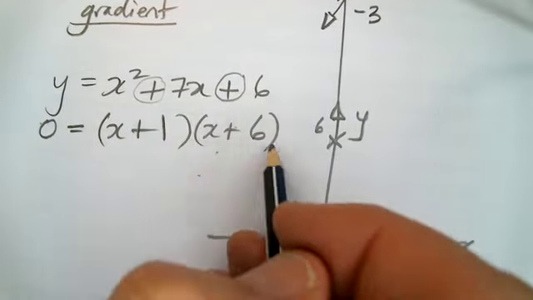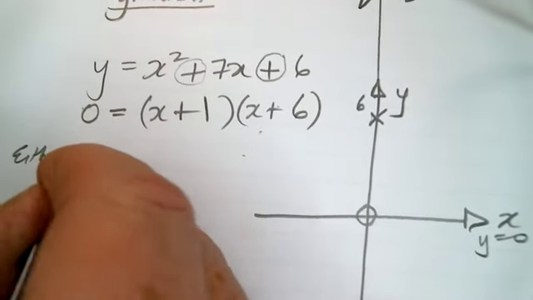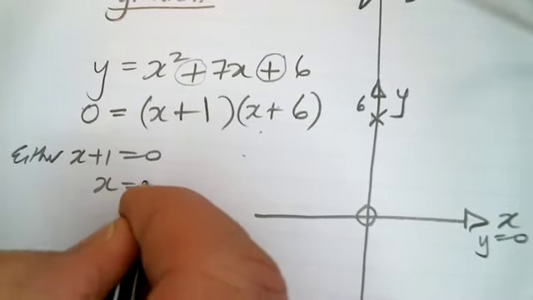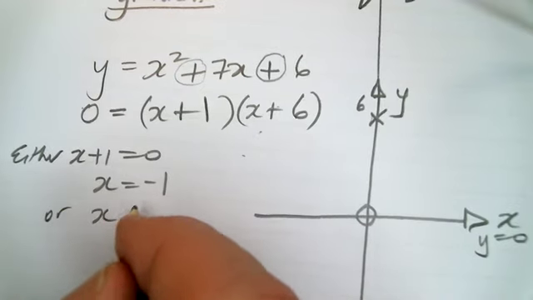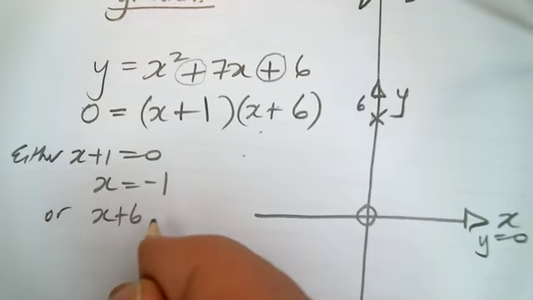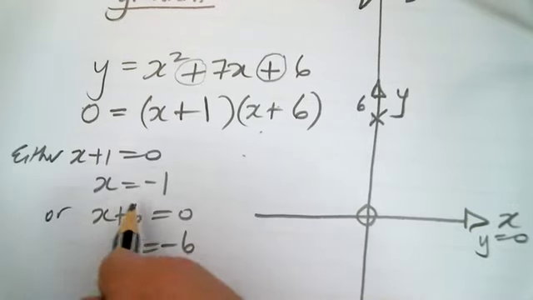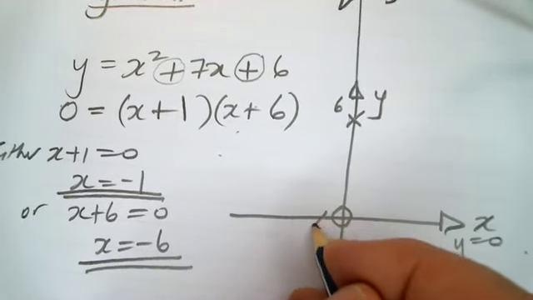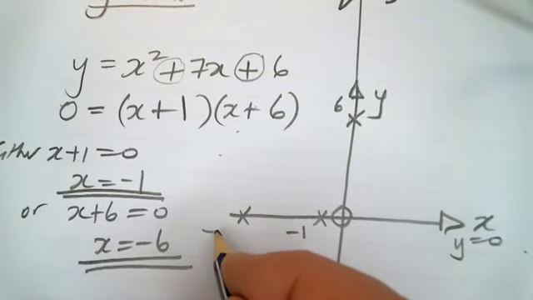So we could say either x plus 1 is 0. In that case, x is going to be negative 1. Or we've got x plus 6 equals 0, so x is going to be equal to negative 6. So I've got my 2 points, my 2 x-intercepts: negative 1 here and my negative 6 over here.